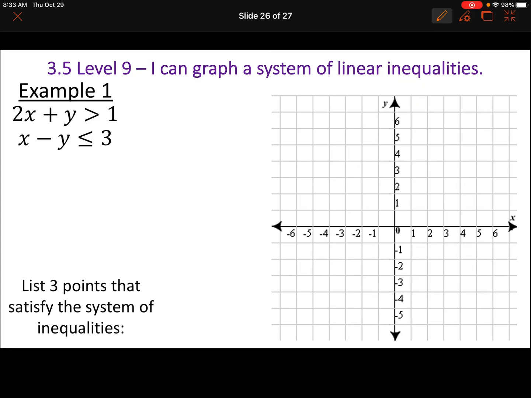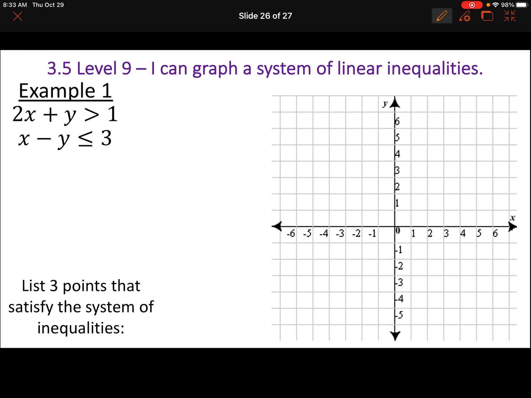So today is the last lesson of the unit, 3.5, level 9. I can graph and solve a system of linear inequalities, not equations. So I have two of these inequalities, and we're going to graph to see where they intersect. So first I need to get them to where they're graphable.